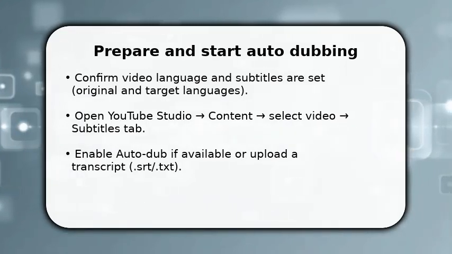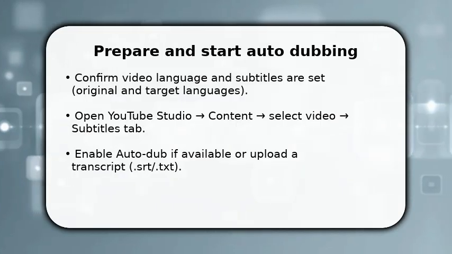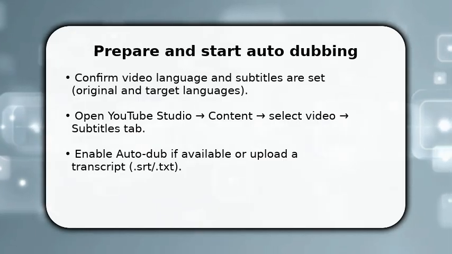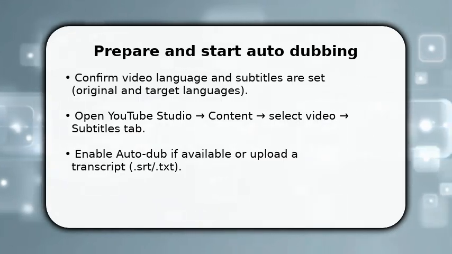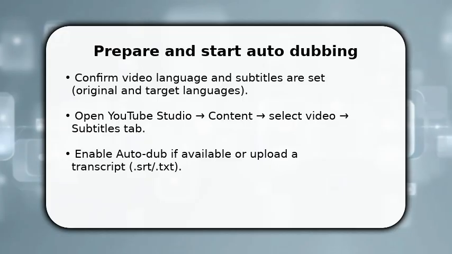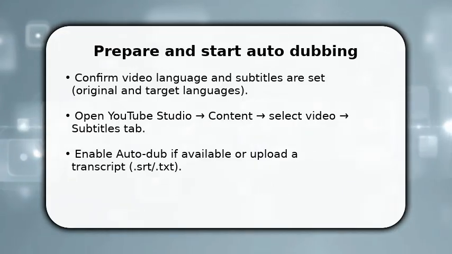You begin by confirming the original language and choosing the target language, because auto-dubbing needs a clear source. Once in YouTube Studio, go to Content and open the video, then the Subtitles tab. This is where YouTube processes speech to text. If auto-dub is offered, enable it, otherwise upload a clean transcript, SRT or TXT, to improve accuracy.